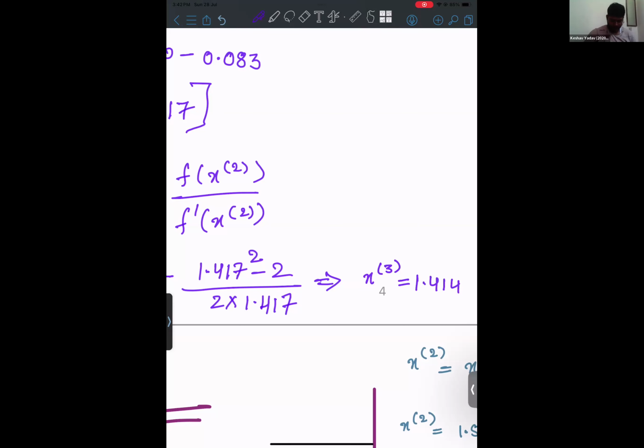So see how quickly the solution has converged. The initial guess was 1. Now after the third iteration, we got a value close to 1.414.